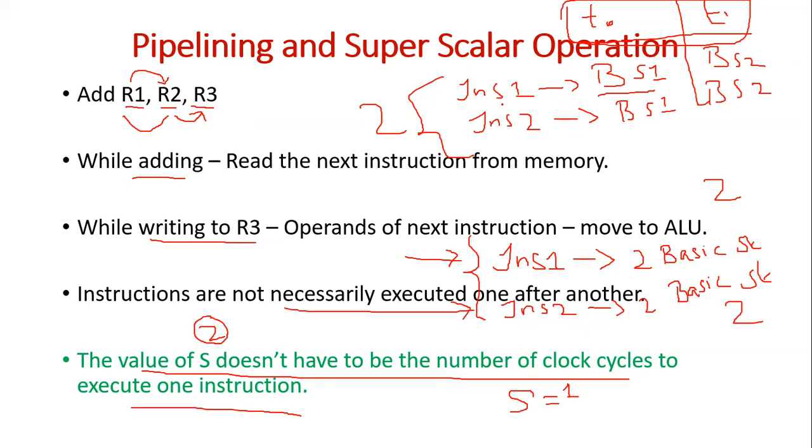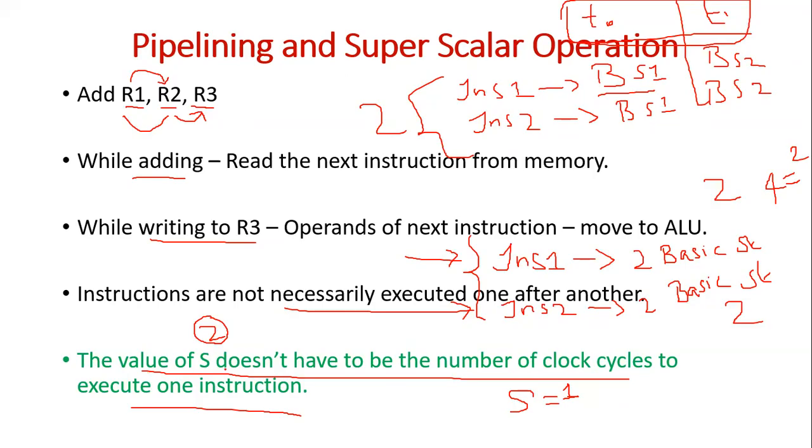Are you getting it? Two instructions you are completing in two clock cycles. So for one instruction, how many clock cycles will it take? Only one clock cycle. So the effective value of S is reducing. But here that is not the case. For two instructions you are taking four clock cycles, so for one instruction two clock cycles. This is how the effective value of S can be reduced.